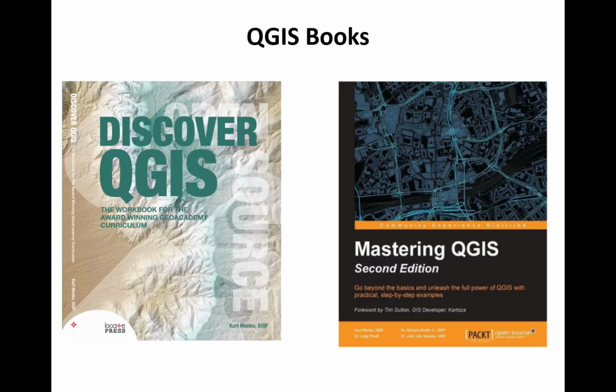I've written 2 QGIS books. I hoped to have these as textbooks during the semester, especially the one on the left, Discover QGIS, which is a workbook designed for the classroom. Unfortunately, the book is a little out of date at this point and needs to be updated, and I hope to have it updated by the end of our semester. The one on the right, Mastering QGIS, is a little more advanced. It's kind of for GIS professionals who are wondering how they can do certain tasks that they've done in other software, perhaps ArcGIS, in QGIS.